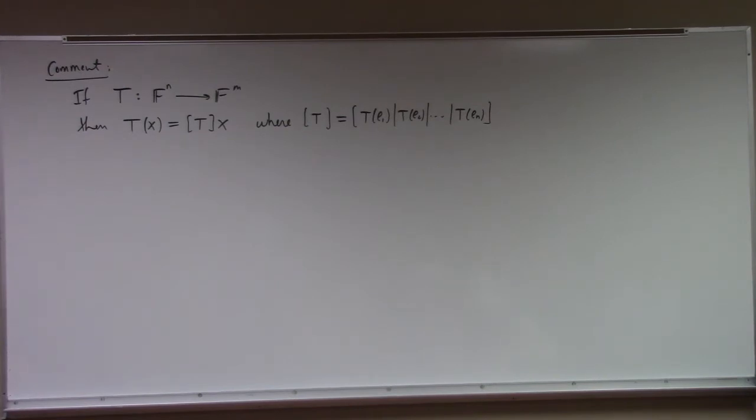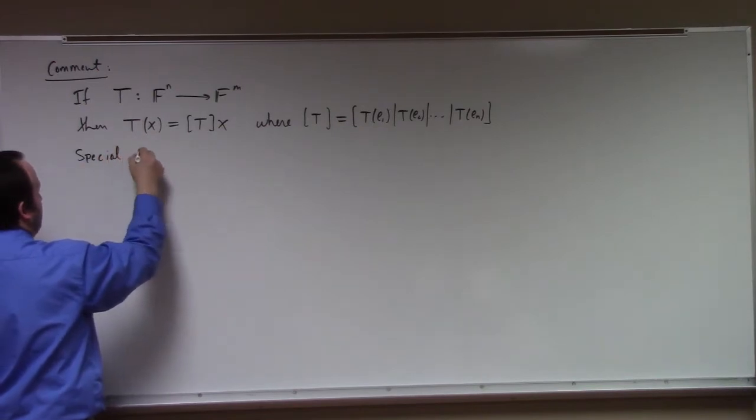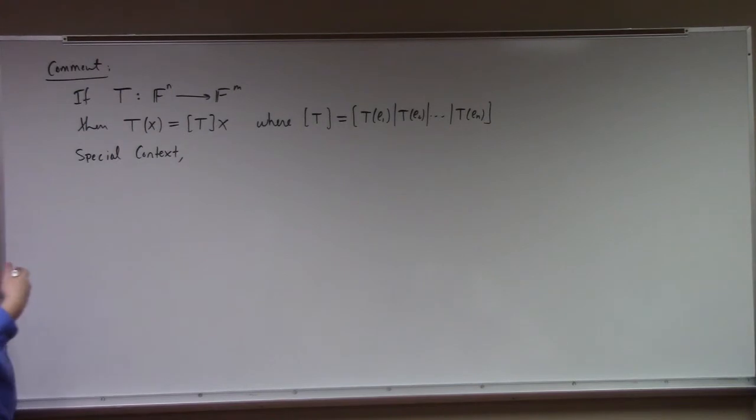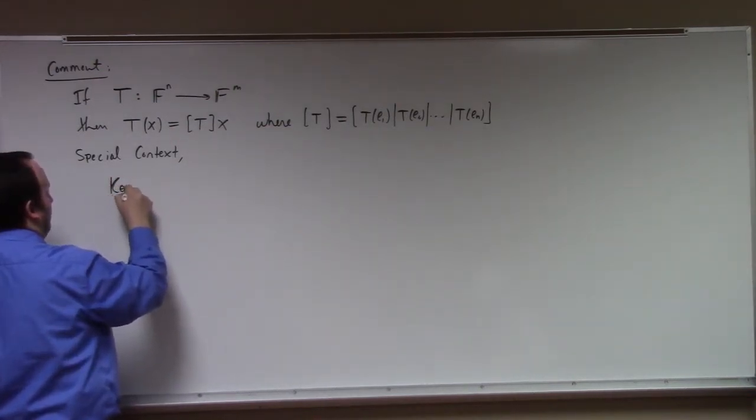And also special to this context, I can make some really neat, simple statements about the column space as it relates to the range and the null space as it relates to the kernel. So let me just write those down for you guys. What's the kernel of T?